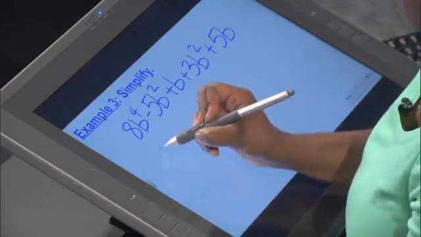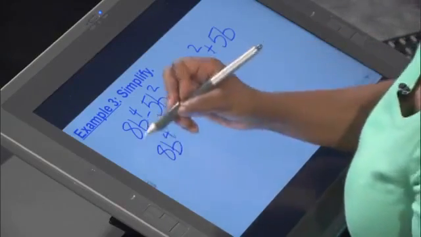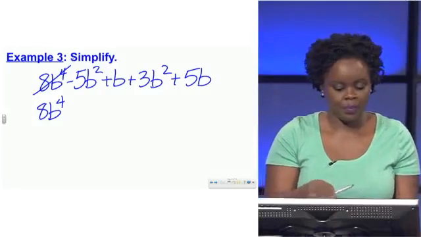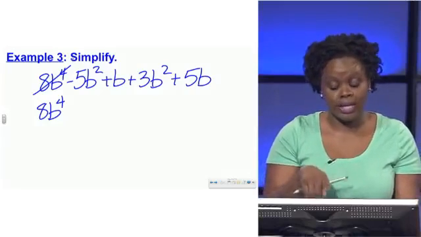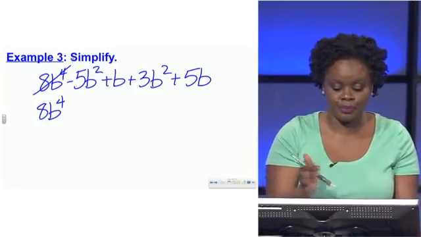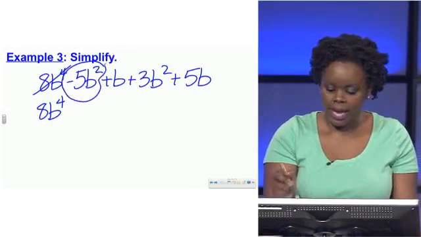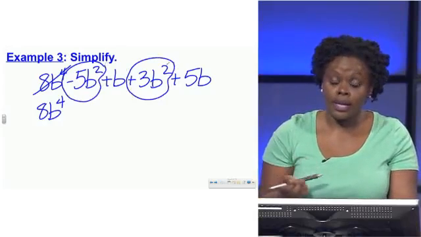It just keeps going along for the ride. So 8b to the 4th just continued on being 8b to the 4th. It didn't combine with anything. Alrighty? So keeping in mind that we're trying to go in descending order with our exponents, we look for powers of 3. We don't see any powers of 3. We look for powers of 2, and I do see a couple of terms that have a power of 2. I see this negative 5b squared, and I see this positive 3b squared. Okay? So I can combine those.